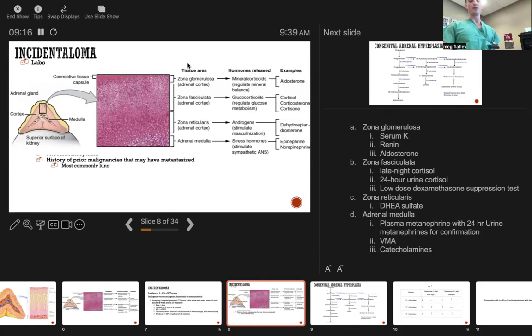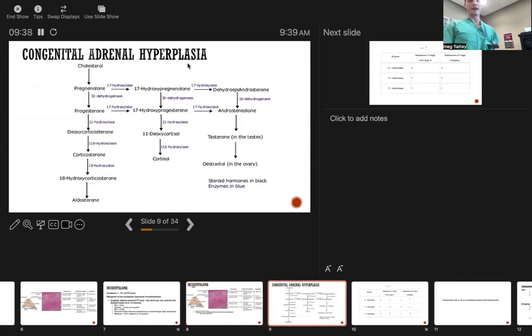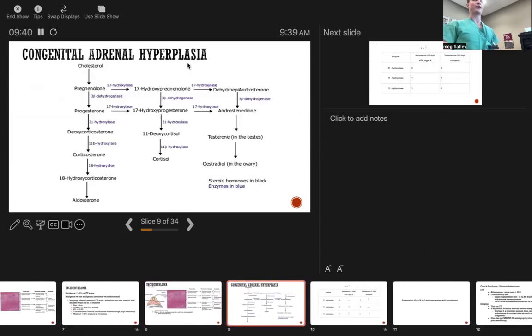And then for the adrenal medulla, there's a variety of questions. And this is something that probably comes up every year on the ABSITE. What is the first lab you send to evaluate the adrenal medulla? Plasma metanephrines, and the confirmation test is great. And then you can also send VMA and catecholamines as the other serum tests you can send. Okay, congenital adrenal hyperplasia, the next commonly tested item on the ABSITE.